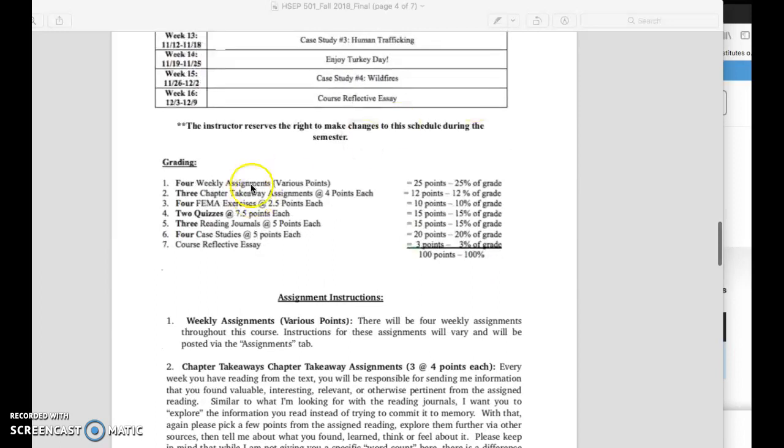So, the grading, again, all over the place. The point system is based on the percentage of points for the class, so it's all out of 100. So we have the weekly assignments, the chapter takeaway assignments. I'll go more into that as we get closer to that. FEMA exercises, quizzes, reading journals, case studies, and at the end, a course reflective essay.